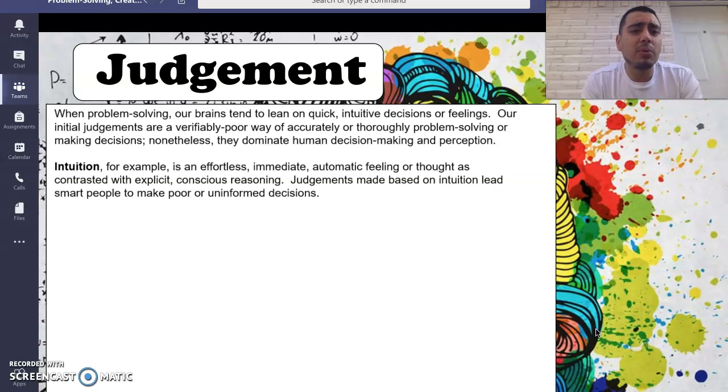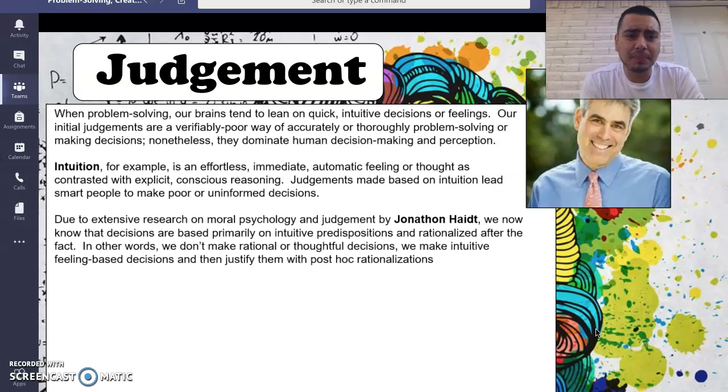So intuition, for example, is an effortless, immediate, automatic feeling or thought as contrasted with explicit conscious reasoning. Judgments based on intuition lead smart people to make poor or uninformed decisions. Now, due to extensive research on moral psychology and judgments by Jonathan Haidt, we now know that decisions are based primarily on intuitive predispositions and rationalized after the fact. In other words, we don't make rational or thoughtful decisions. We make intuitive, feeling-based decisions and then justify them with post hoc realizations.